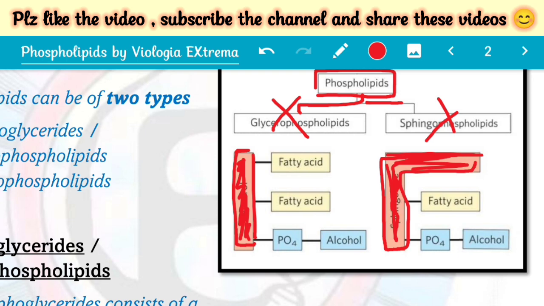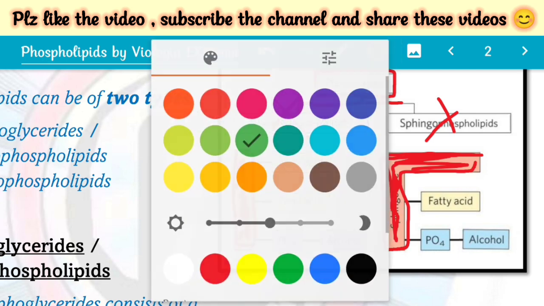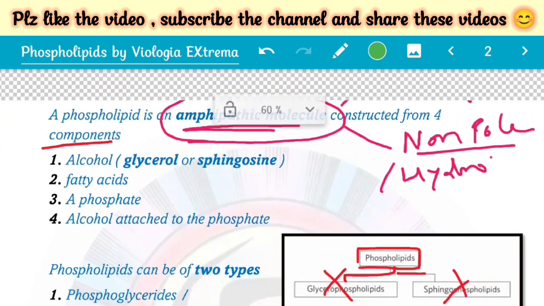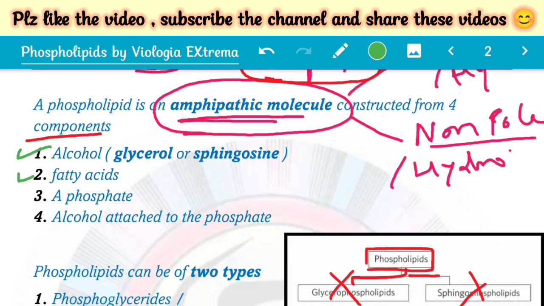To this alcohol, fatty acids are attached. We don't need to focus on what kind of linkages or how many fatty acids are attached; we will discuss that later. The main thing to focus on is that the first component is this main alcohol, and the second component is the fatty acid.